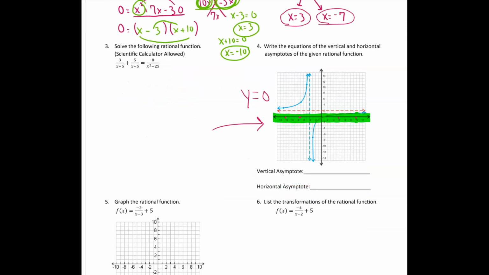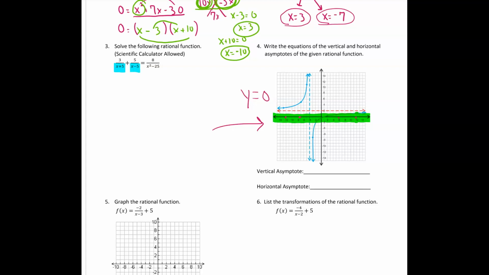All right, so for number 3, we are going to solve. Again, the idea is when we solve, we do need to make sure that we have a common denominator between all 3 fractions. So your first goal is just to factor each denominator. This first fraction you can't factor.